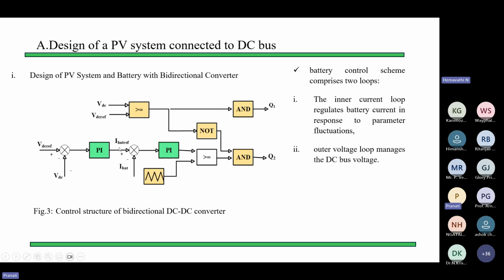Now the battery control loop scheme comprises two loops. As we have seen, this is our inner loop and it is the current control loop. You can see the mouse pointer. It is a current control loop which regulates the battery current in response to the fluctuations of the parameters. Then this is the outer voltage control loop. VDC reference is compared with the VDC, which forms the outer voltage reference.